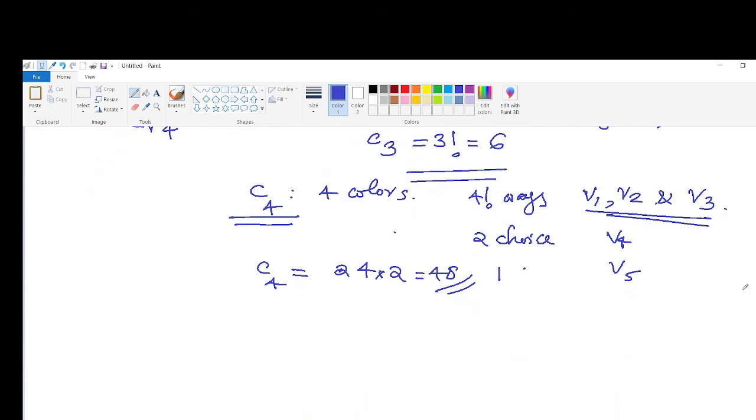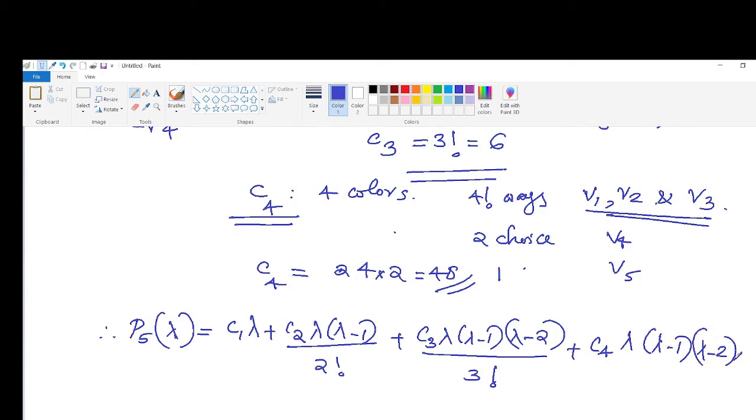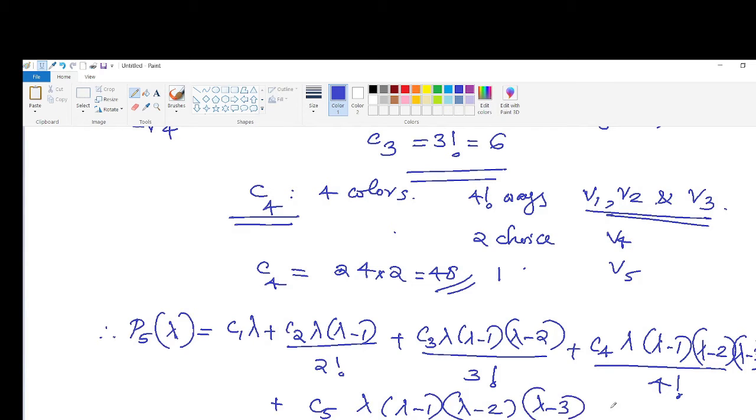Now we can substitute these values in the polynomial. Therefore, there are 5 vertices, so P5 of lambda equals C1 lambda plus C2 lambda into lambda minus 1 divided by 2 factorial plus C3 into lambda minus 1 into lambda minus 2 divided by 3 factorial plus C4 into lambda minus 1 into lambda minus 2 into lambda minus 3 divided by 4 factorial plus C5 into lambda minus 1 into lambda minus 2 into lambda minus 3 into lambda minus 4 divided by 5 factorial.